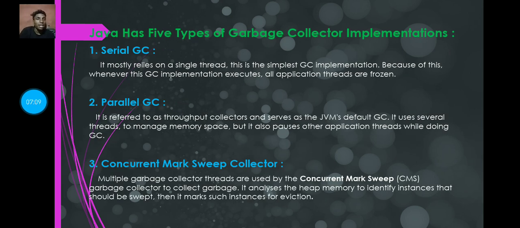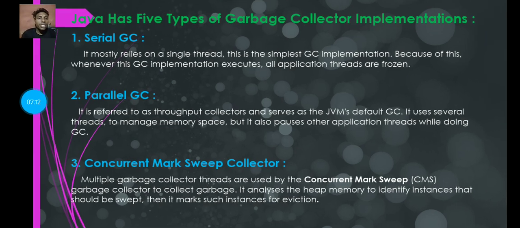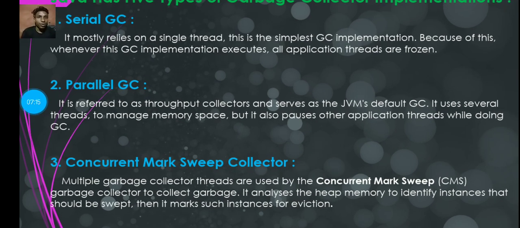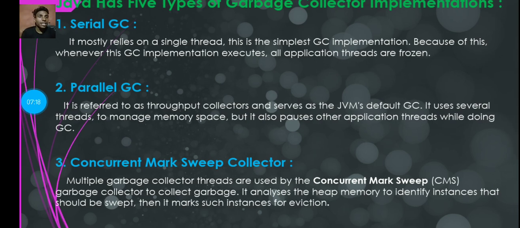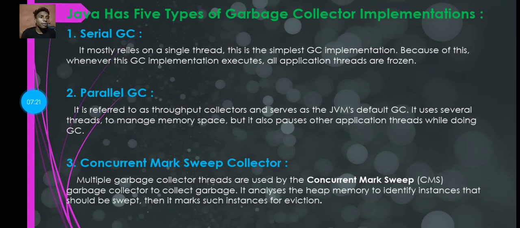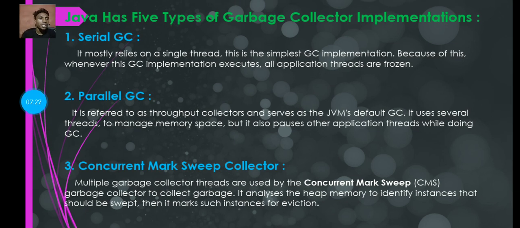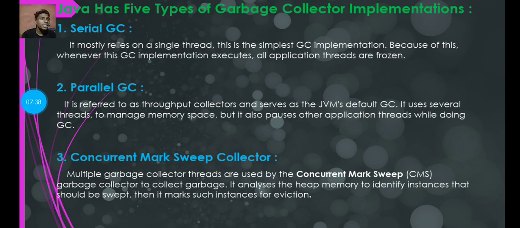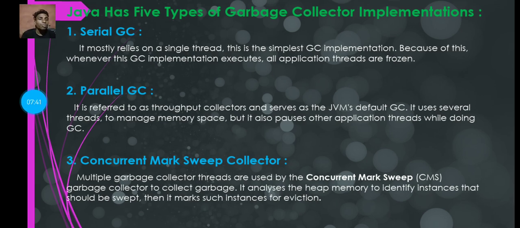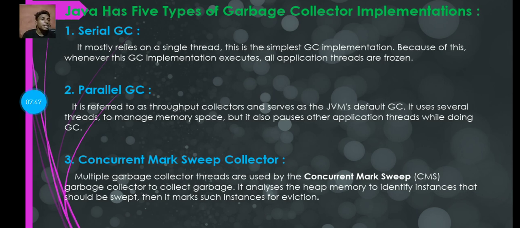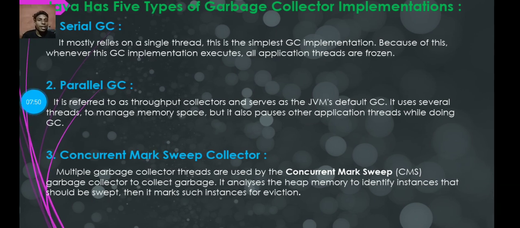Now we will see the serial GC. It mostly runs on a single thread. This is the simplest GC implementation. Because of this, whenever this GC implementation executes, all application threads are frozen. Parallel GC is referred to as a throughput collector and serves as the JVM default GC. It uses several threads to manage memory space, but it also pauses other application threads while doing GC.